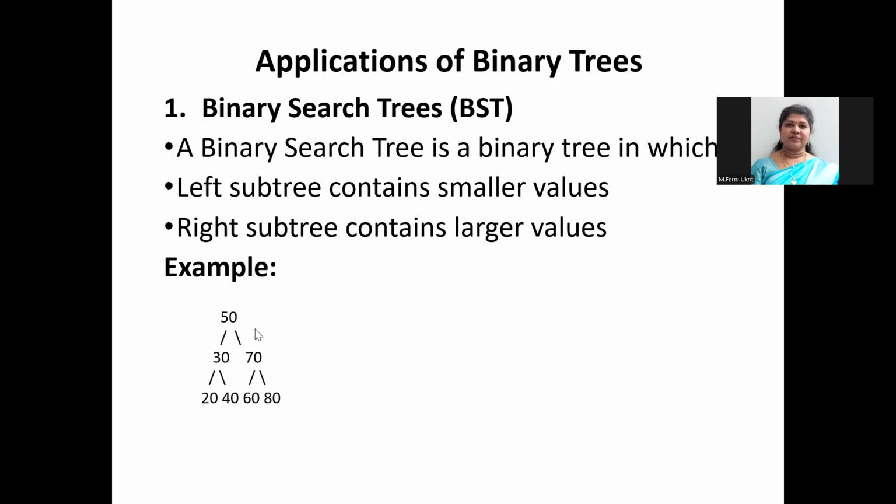So 50 is the root node here, and compared to 50, the lesser value will be on the left side. On the left side, you can see 30. 30 is a parent node, and in the left child we'll have 20, which is lesser than 30, and 40, which is greater than 30, as a right child. Coming to the root node 50, the right node is 70, which is greater than 50. Similarly, when you take 70, the left node will be lesser, that is 60, and the right node will be 80.